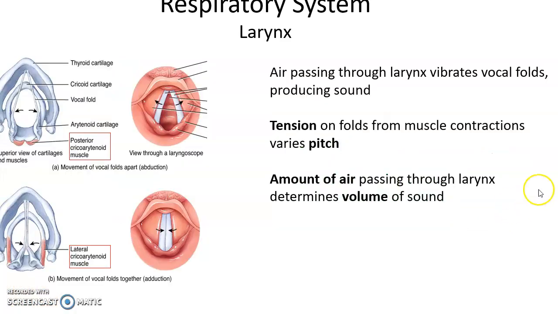Air, of course, passes through the larynx. When it passes through, it causes the vocal folds to vibrate. This vibration is what produces sound. You can increase the pitch of the sound being produced by increasing the tension, making the vocal folds tighter. This is done by muscular contractions. So the tighter the strings, the vocal folds, the higher the sound. And then you can increase the volume of the sound just by increasing airflow going past the larynx. So the amount of air that's passing the larynx increases the volume, plucks the string harder, as it were.